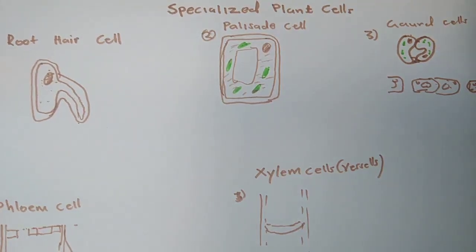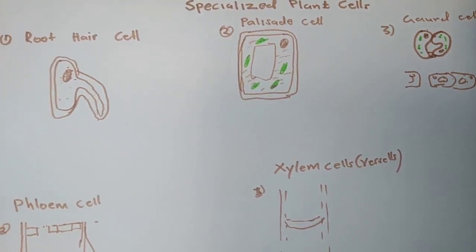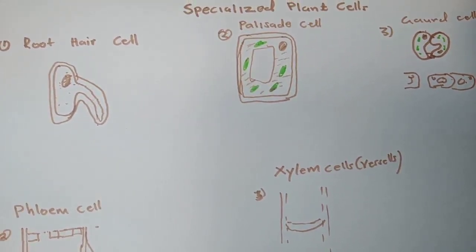Okay, so just a quick video on specialized plant cells. If you've watched my previous video on specialized animal cells, what we're simply doing here is looking at the adaptation that a cell has. How is it adapted to carry out its specific functions, since all these cells have specialized functions?